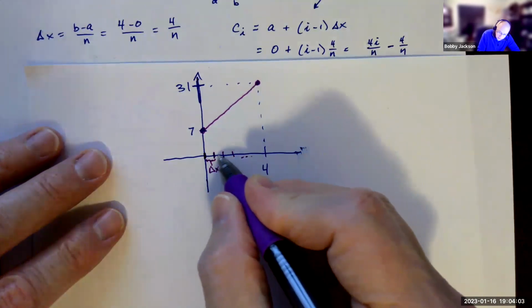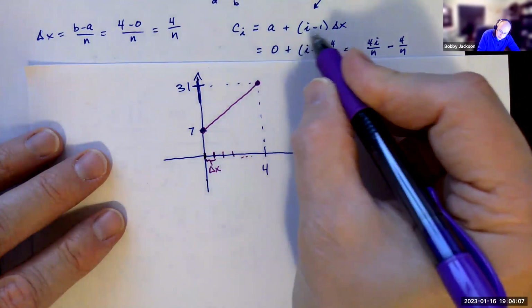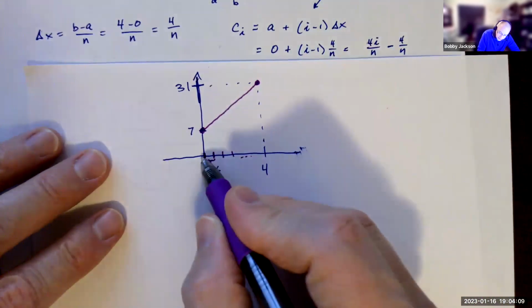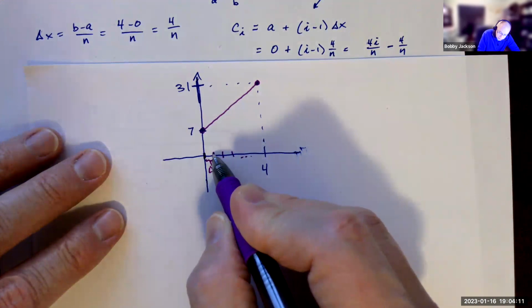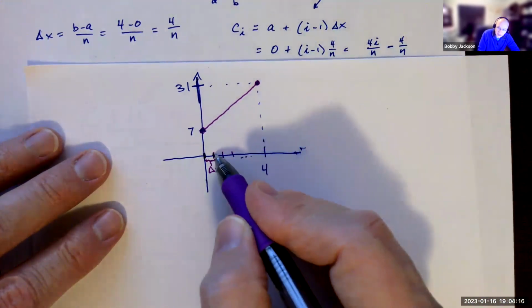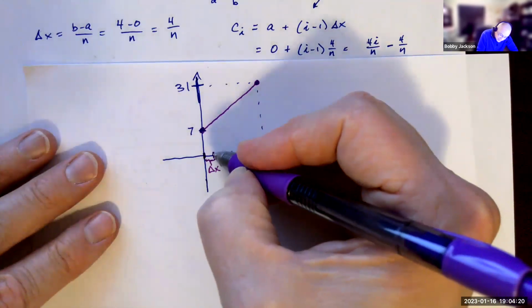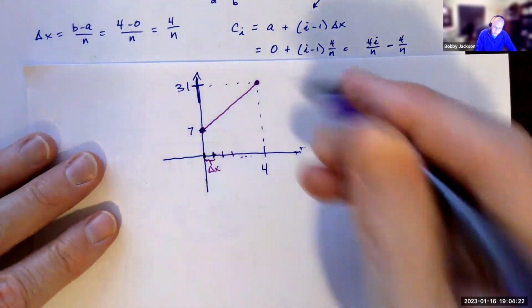What's the left-hand endpoint of the second interval? Well, it's going to be a when i is 2. I'll get a plus 2 minus 1, which is 1 delta x, so I'll be right at that left-hand endpoint. So you see how this formula will generate the left-hand endpoints. And then, of course, we're going to take the value of the function at those points.